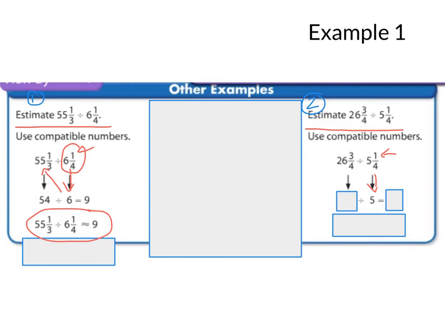Now I'm going to look at 26 3/4. What number close to 26 3/4 can be divided by 5 easily? Oh, I know that. That's 25. So 25 divided by 5 is 5. And after we have that work written, then we're going to copy our original problem, which is 26 3/4 divided by 5 1/4 is about equal to, with the squiggly equal sign, 5.